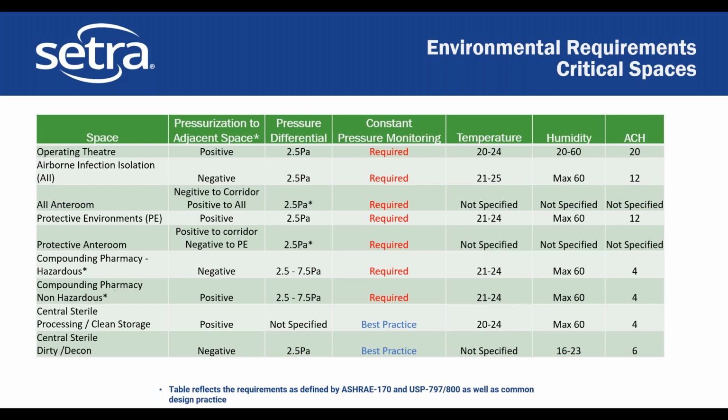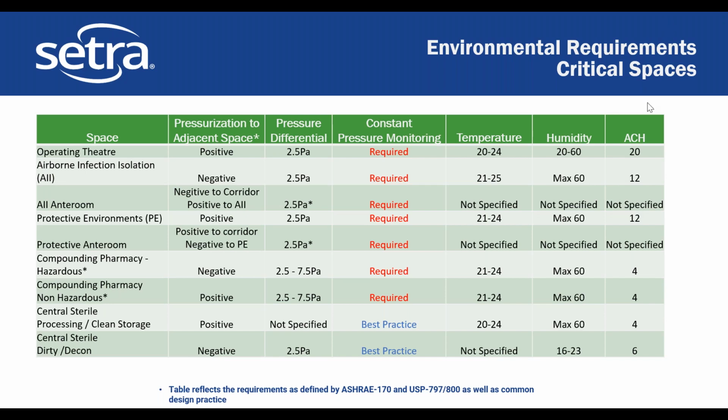The first column here is about whether it is required to have a negative or positive pressure. And then the actual differential, which is set at 2.5 Pascal minimum, but the common practice is actually 5 Pascals. And then whether the specification, ASHRAE 170, or the current design standards in the region require constant monitoring of pressure. Not all spaces do, but in this case, pretty much all of them do except for central sterile, but it is very much the best practice.